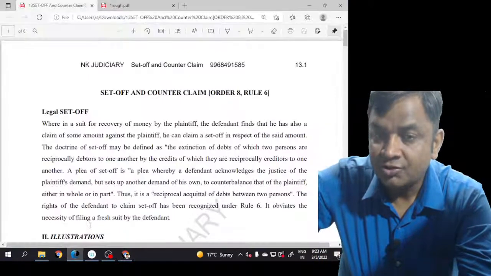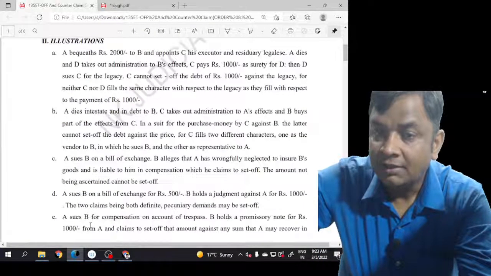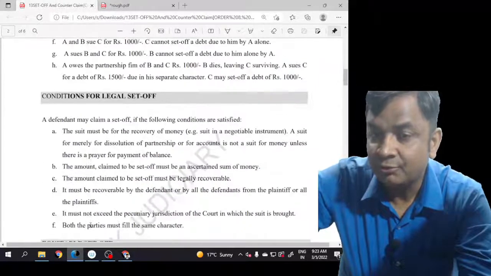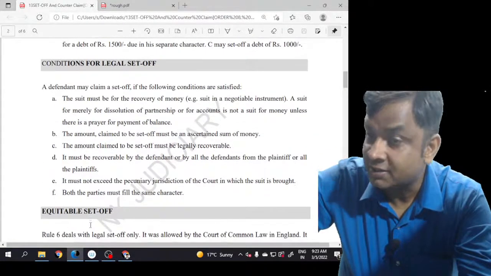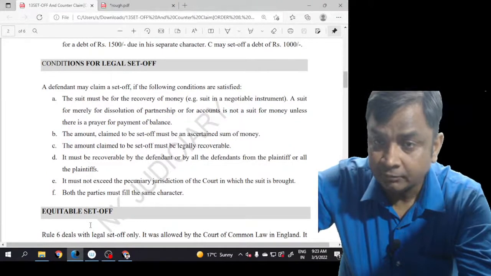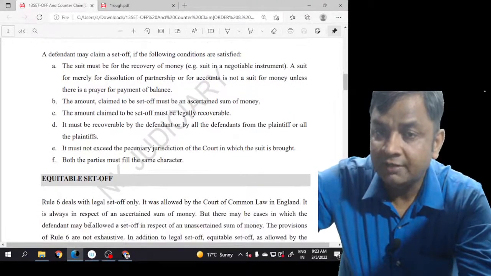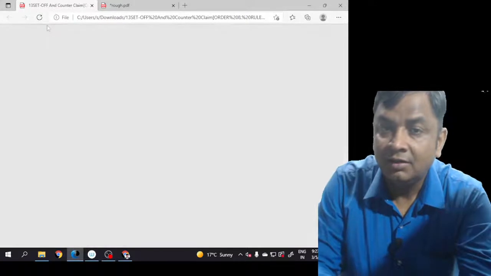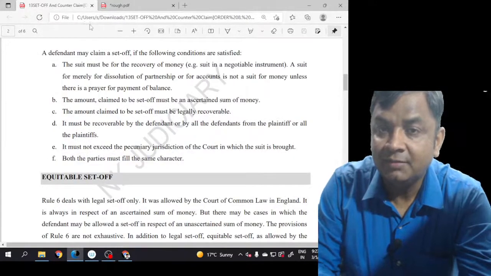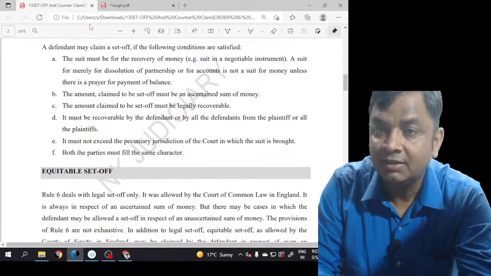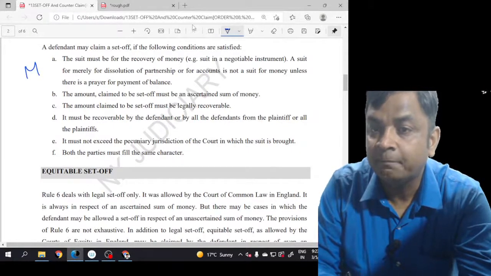Before going on to this topic in depth, I need to remind you of the grounds on the basis of which set off is granted by the court. The first ground is very common and very simple. The suit must be related to money, that is, the recovery of money.